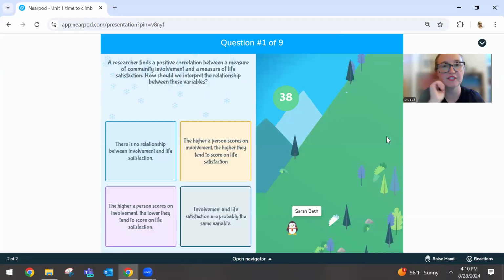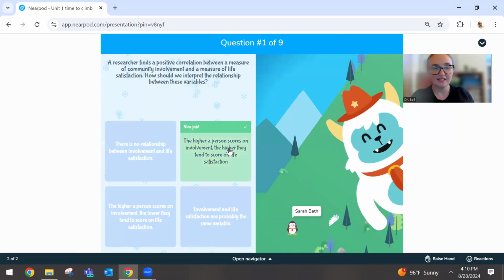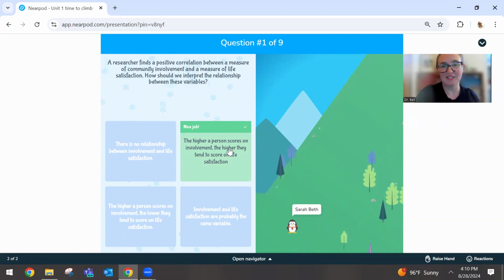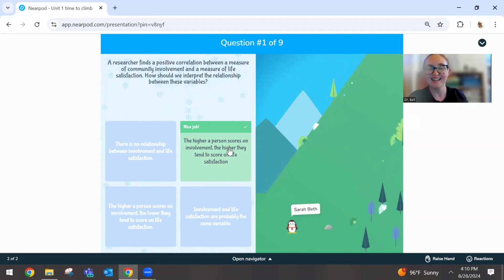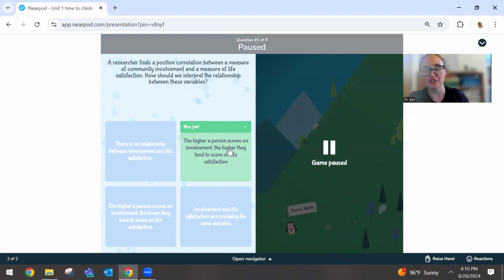This question says, a researcher finds a positive correlation between a measure of community involvement and a measure of life satisfaction. How should we interpret the relationship between these variables? And the answer is the higher a person scores on involvement, the higher they tend to score on satisfaction. I'm going to click the answer, and it was correct. Now my character is going to go up this mountain. And then it pauses. And so let me unpack that a little bit.